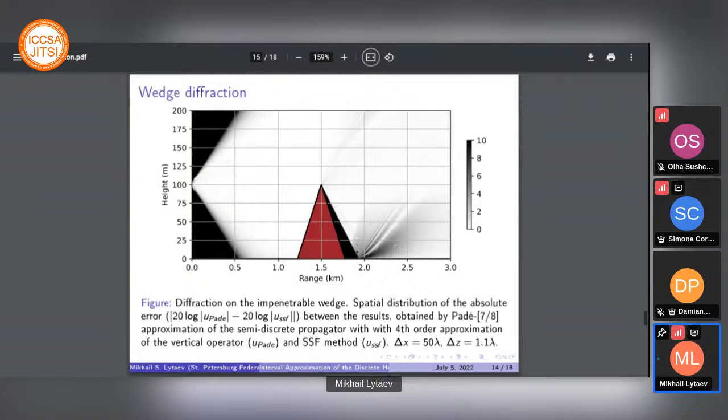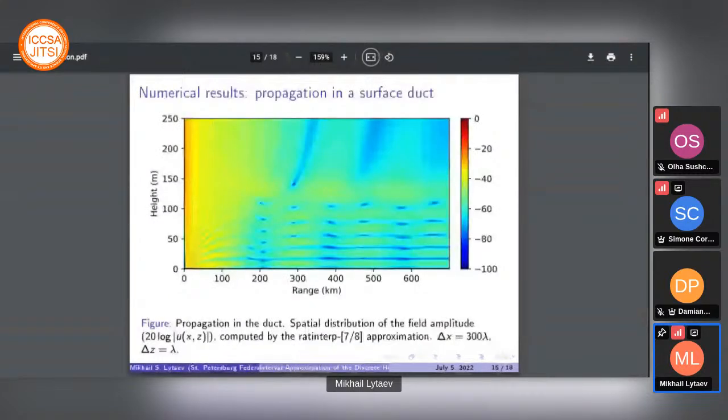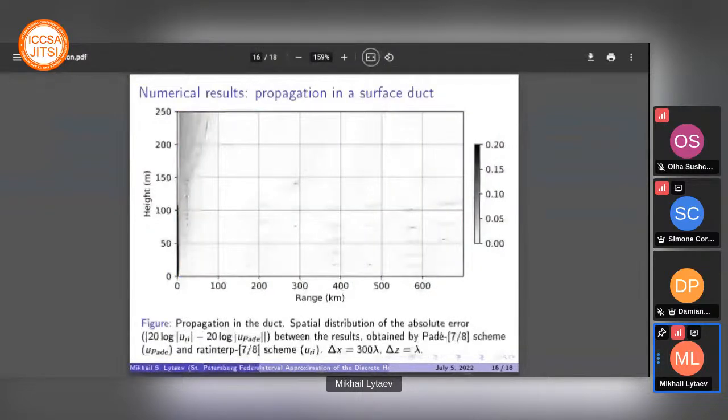Now we consider propagation in a surface duct. The purpose of this example is to demonstrate the possibility of inhomogeneous tropospheric refraction index modeling within the proposed method. This figure depicts the spatial distribution of the field amplitude computed by the proposed method. It is clearly seen from the spatial distribution of the error that the split-step Fourier method and the proposed method produced indistinguishable results in this particular case.